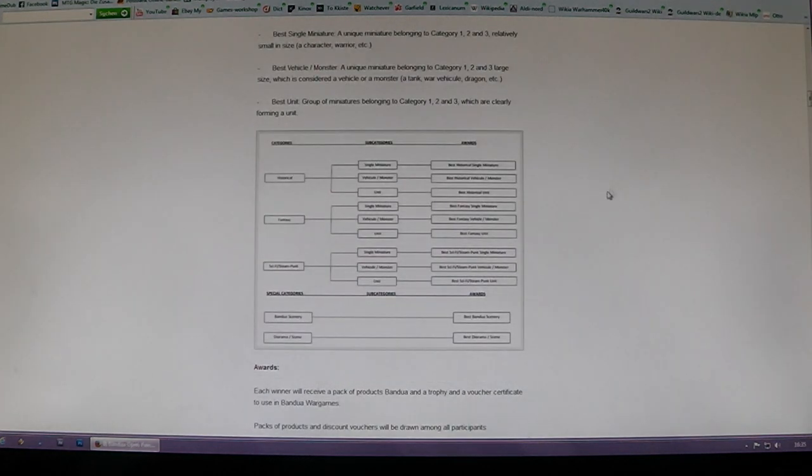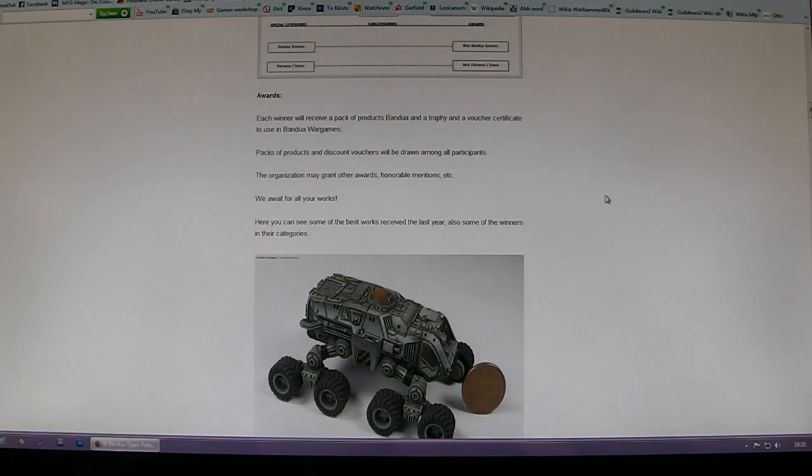So, awards: each winner will receive a pack of Bandua products, a trophy, and a BWG certificate to use in Bandua Wargames. Packs of products and discount vouchers will be drawn amongst all participants. The organization may grant other awards, honorable mentions, etc.